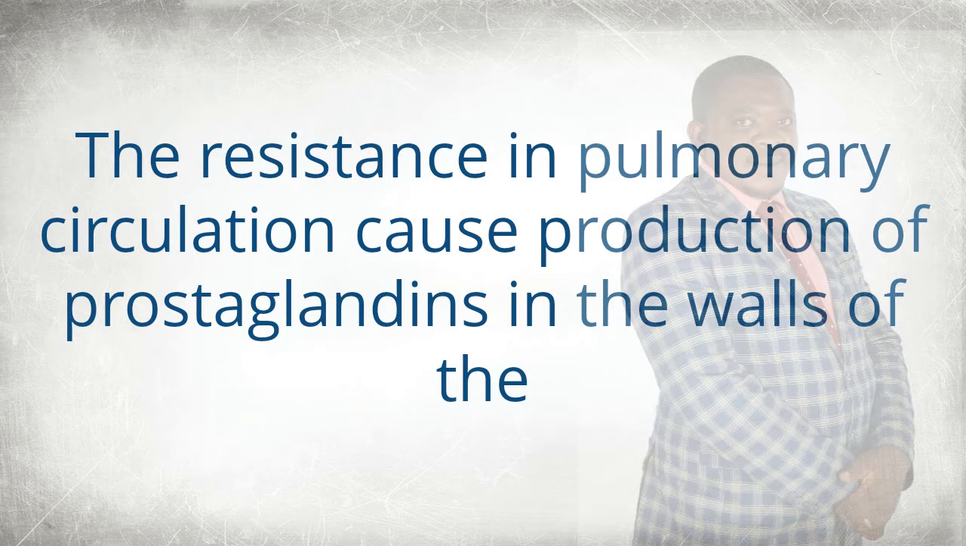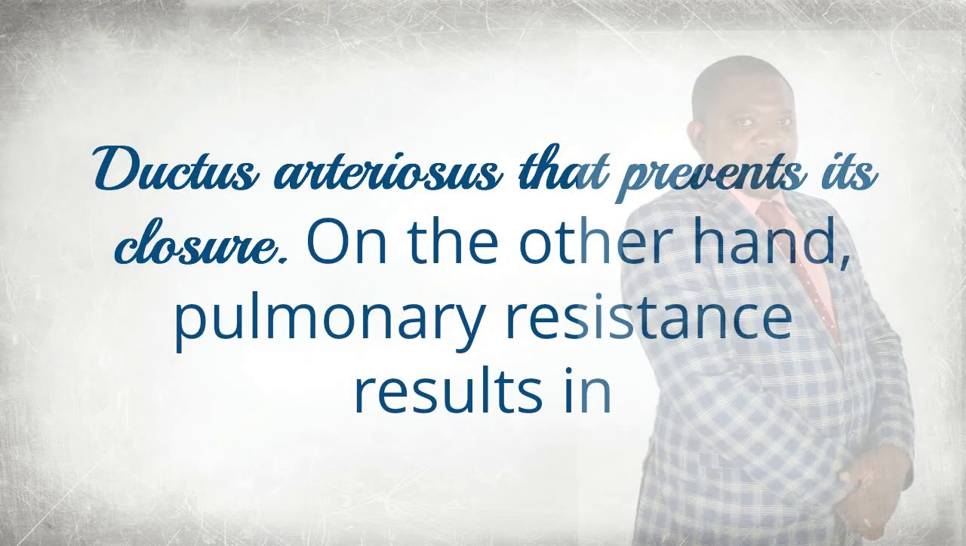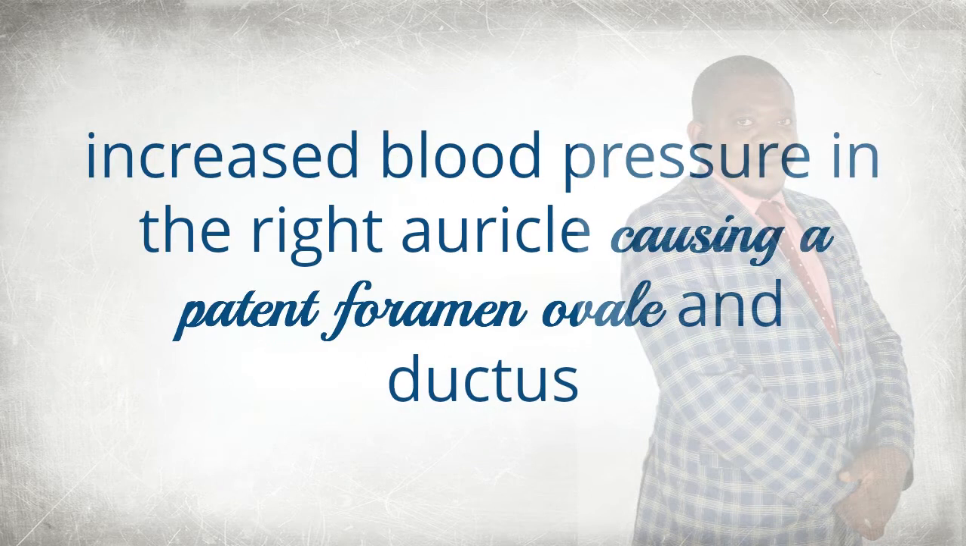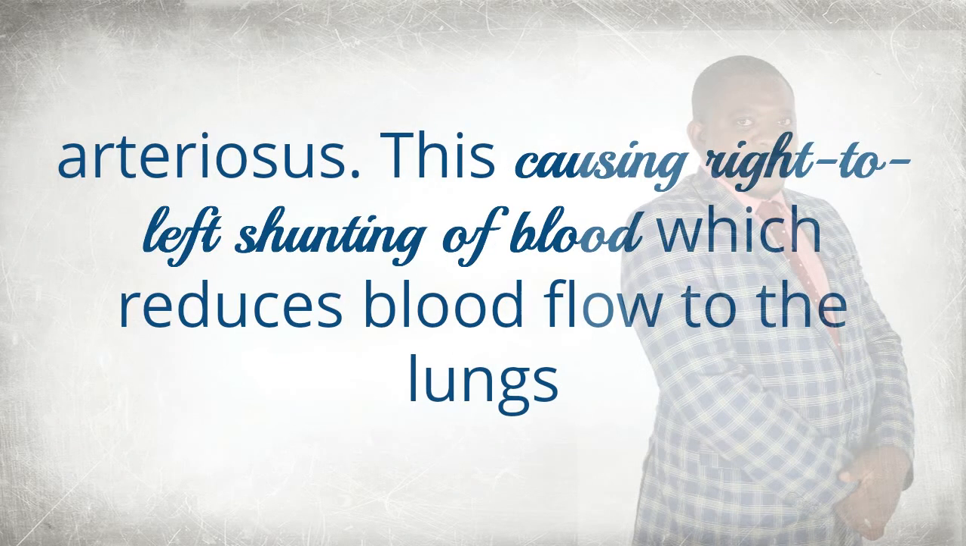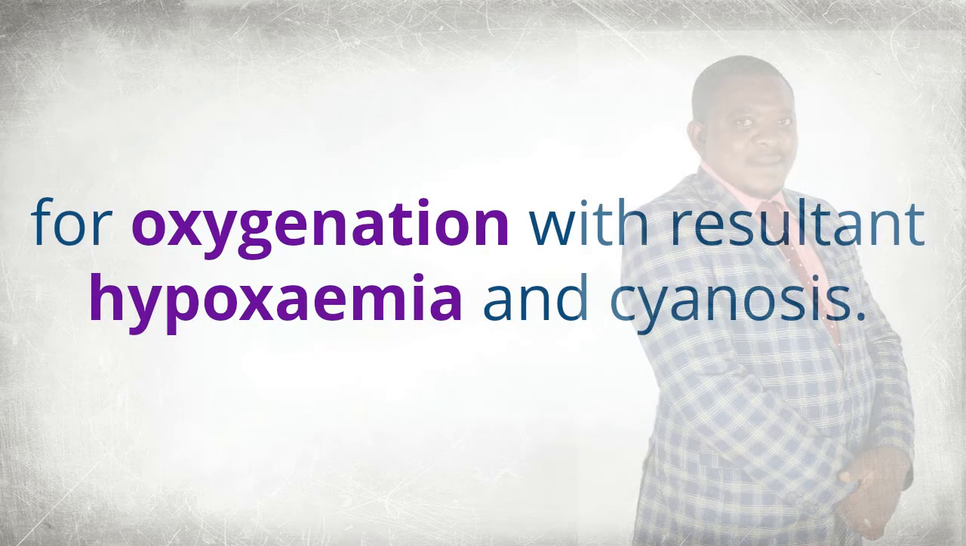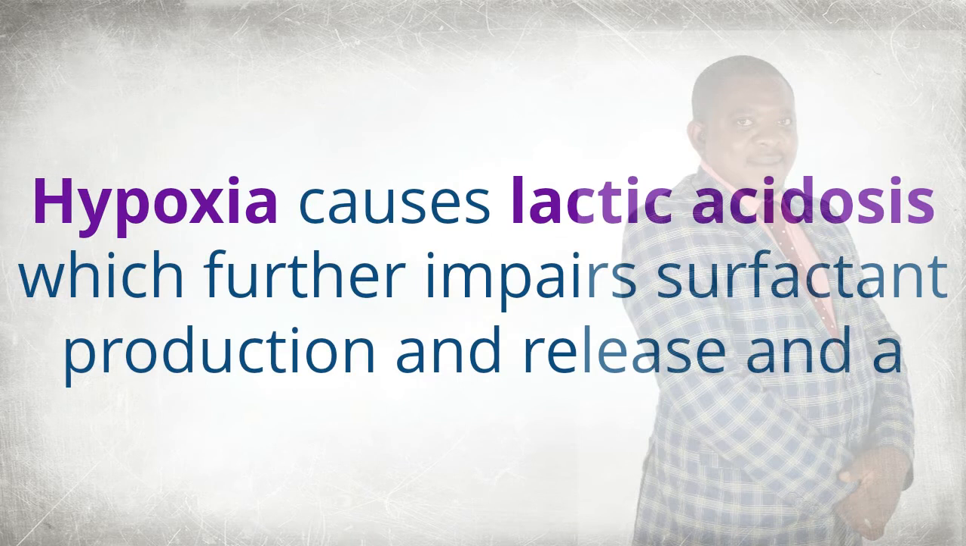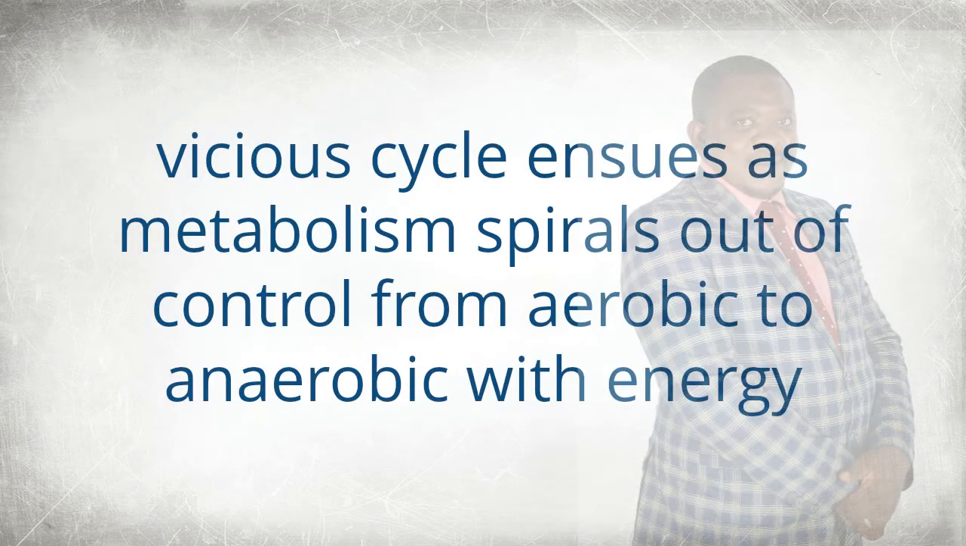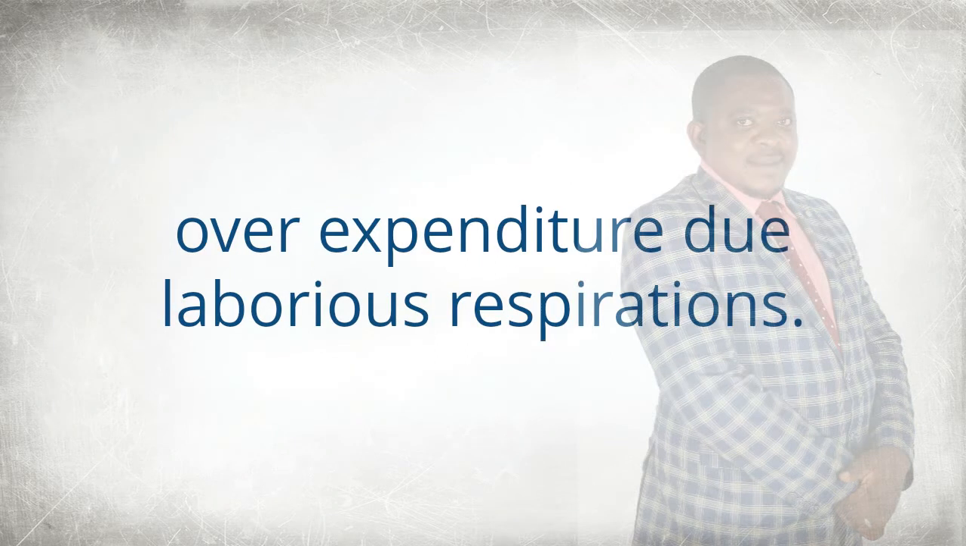The resistance in pulmonary circulation causes production of prostaglandins in the walls of the ductus arteriosus that prevents its closure. On the other hand, pulmonary resistance results in increased blood pressure in the right atrium, causing a patent foramen ovale and ductus arteriosus. This causes right to left shunting of blood, which reduces blood flow to the lungs for oxygenation with resultant hypoxemia and cyanosis. Hypoxia causes lactic acidosis, which further impairs surfactant production and release, and a vicious cycle ensues as metabolism spirals out of control from aerobic to anaerobic with energy overexpenditure due to laborious respirations.